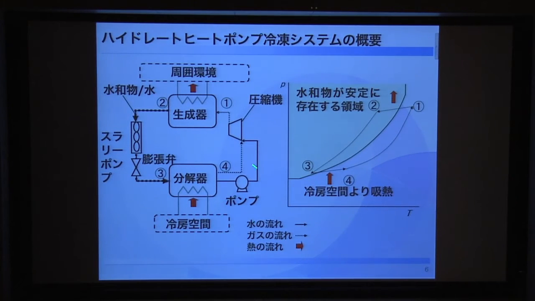It goes through the expansion valve, and then the pressure would go down, take away the heat, and cool down the room. And once hydrate is dissociated, the guest material is basically gas, and then the rest is water. And then using pump and compressor, you can compress them together again and generate more hydrate. And when the hydrate is formed, again, heat is generated, which can be discarded to the outside environment. So this is basically exactly the same as the reverse Rankine cycle.